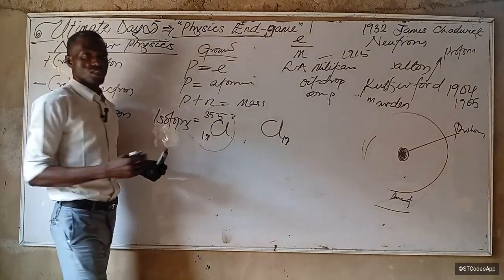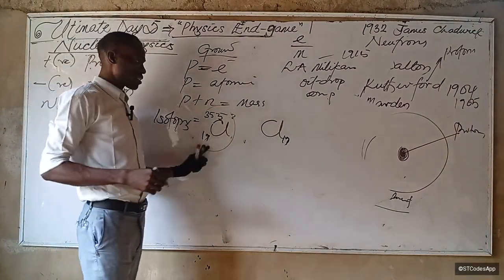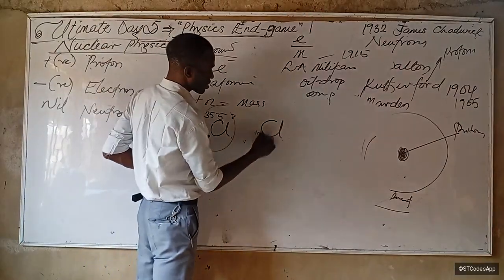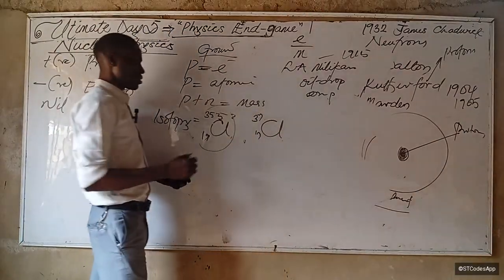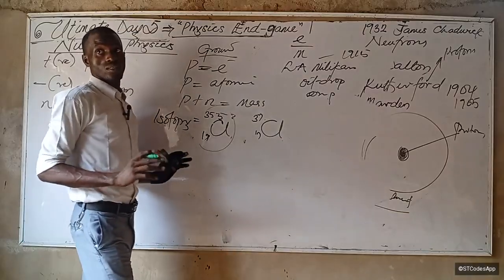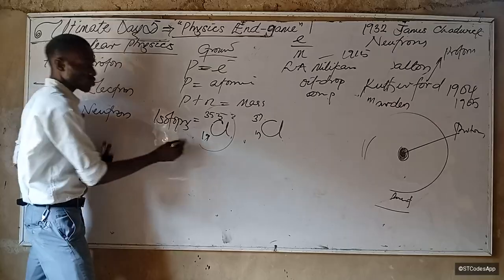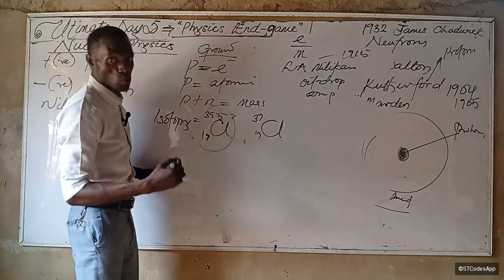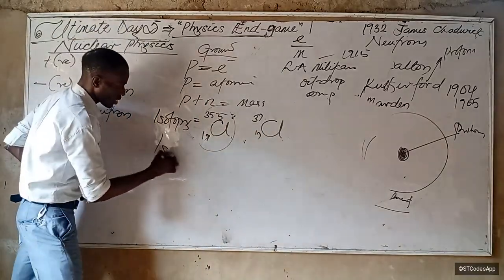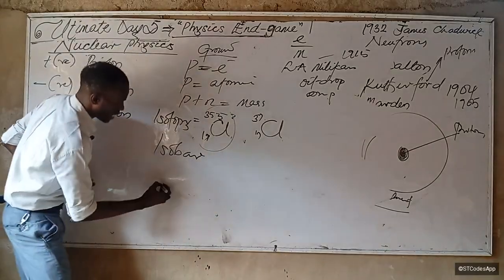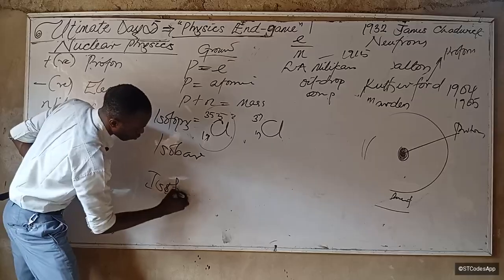A nuclide is just a structure or a formula showing the mass number and the atomic number. So chlorine 17, is it 37 or 37.5? 37, good. Now that is isotopy. So these two are called isotopes. Now there is also isobar and there is also isotones, right?